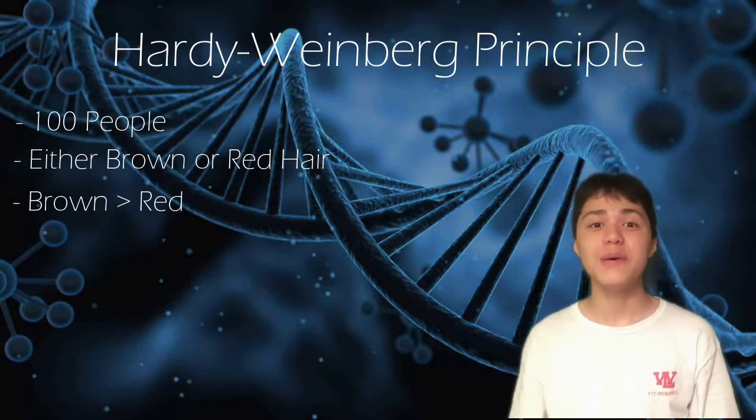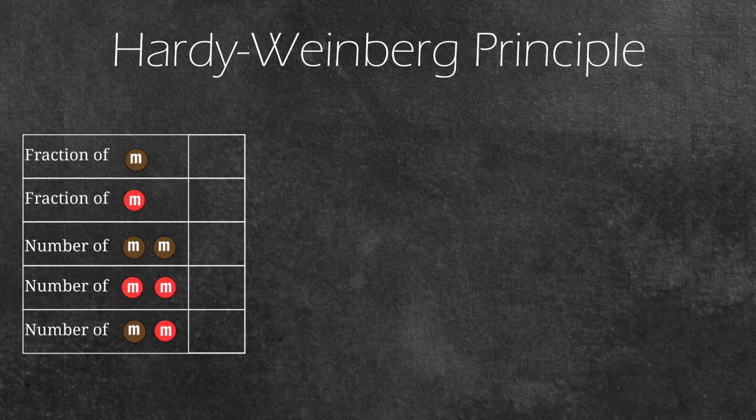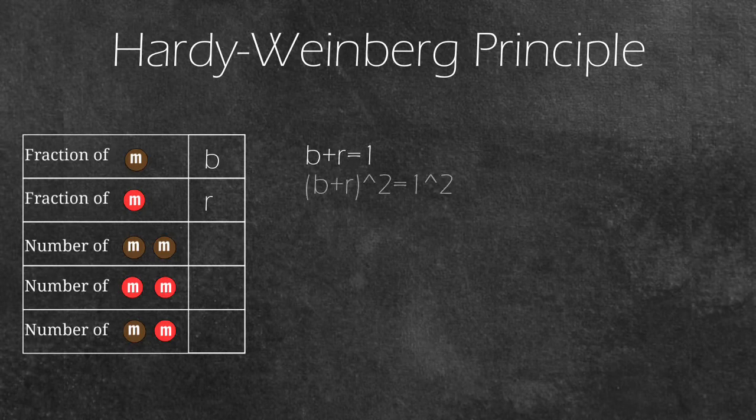By the end, we will be able to fill out all these checkboxes, but first, we're going to need some simple math. Let's say the fraction of brown M&Ms from the total is B, and the fraction of red M&Ms from the total is R. This means that B plus R equals 1. Now, let's make this a bit more interesting by squaring the equation. We now get this: B squared plus 2BR plus R squared equals 1.